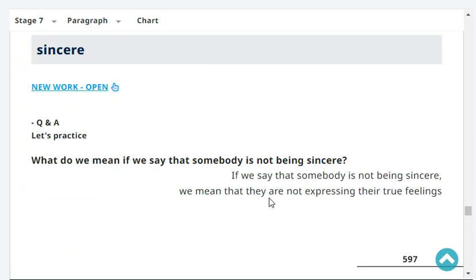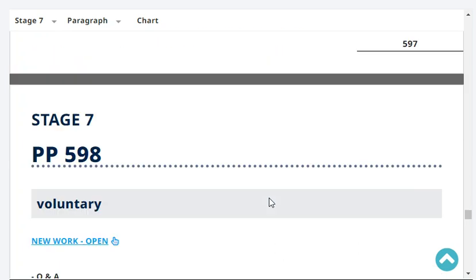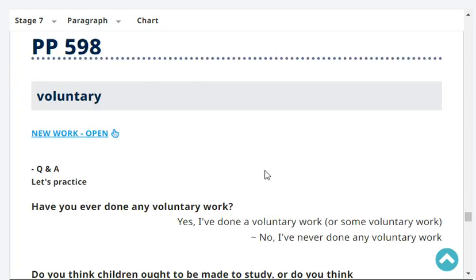What do we mean if we say that somebody is not being sincere? If we say that somebody is not being sincere, we mean that they are not expressing their true feelings. Very good.